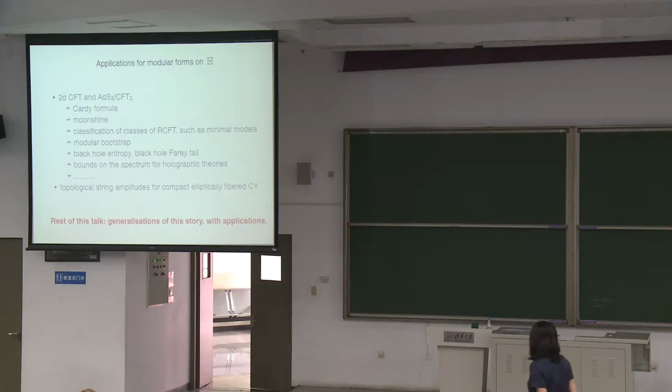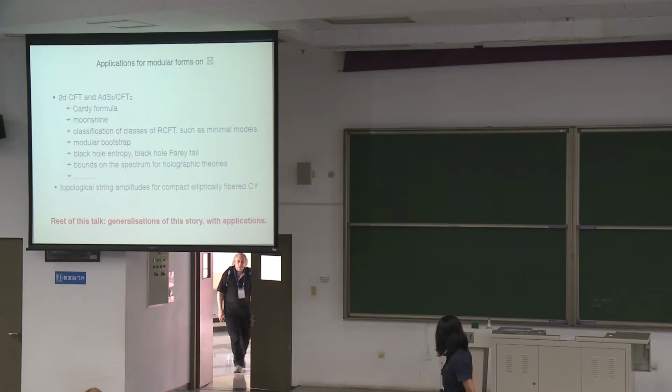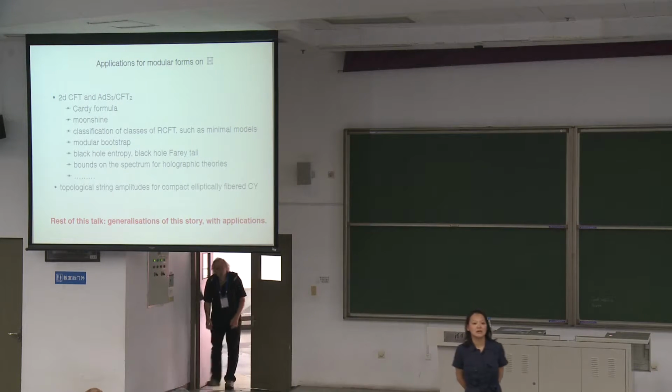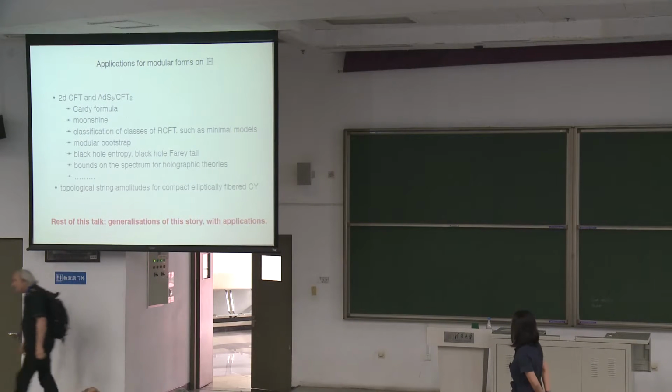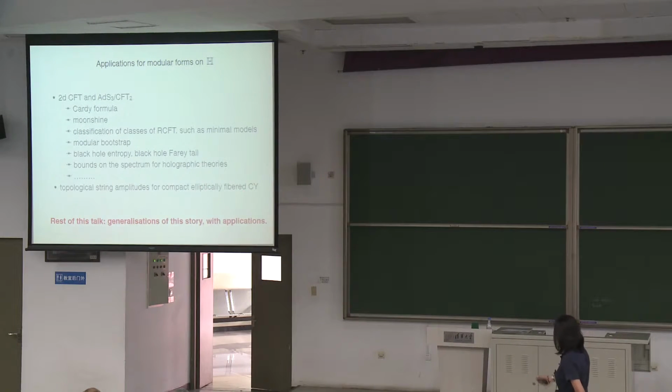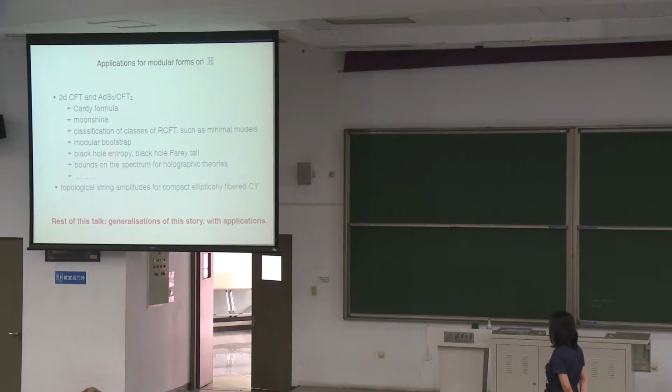The applications that came out from this are very numerous, mostly in the domain of 2D CFT. For instance, we have the Cardy formula for the growth of states, and we have the classification of CFTs based on the methods of modular forms. But we also, via AdS/CFT, can explain the counting of statistical entropy of black holes and have bounds on holographic theories and so on and so forth.